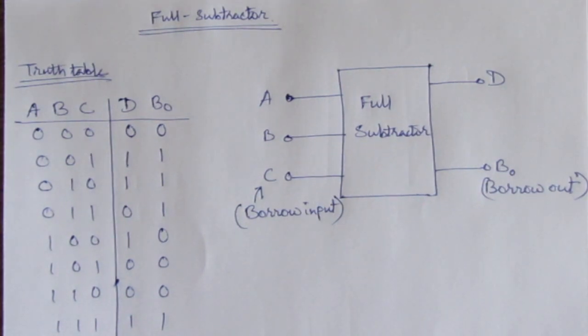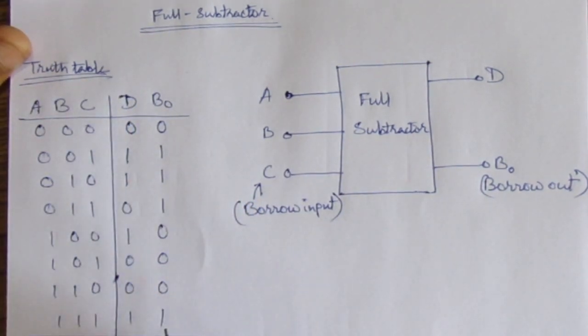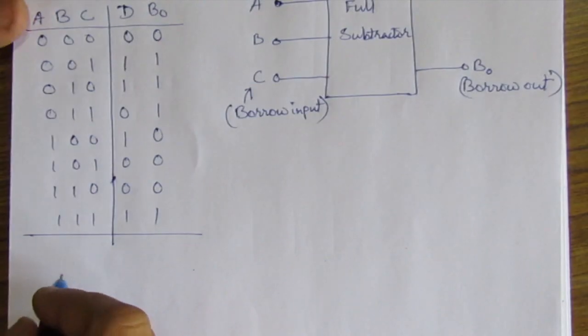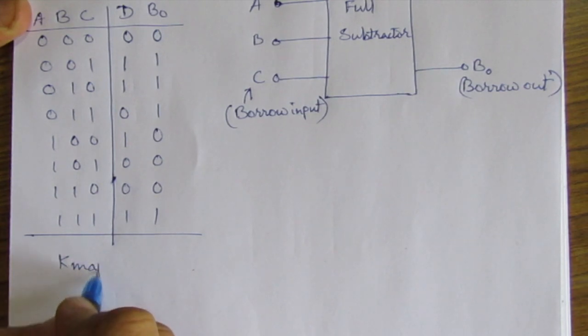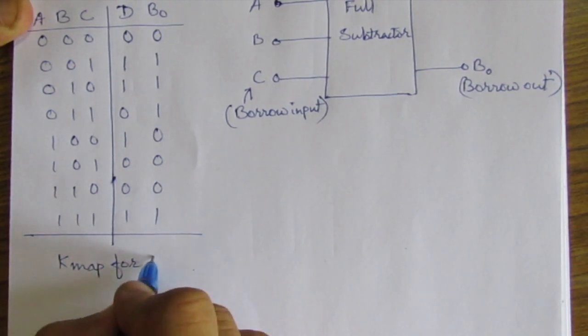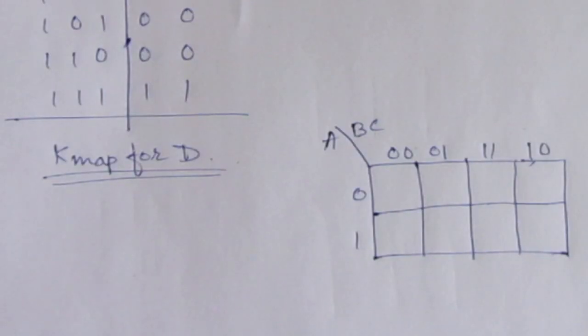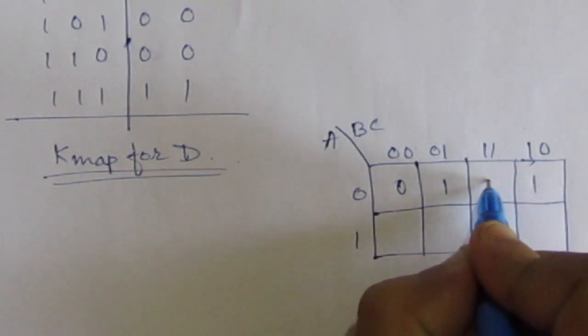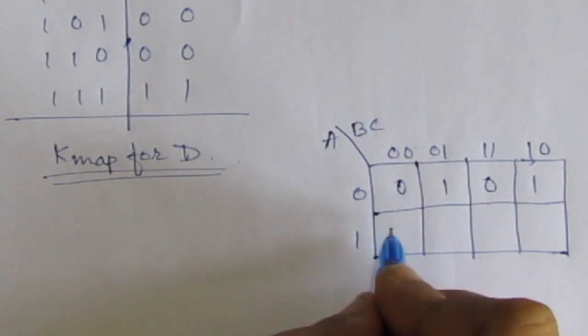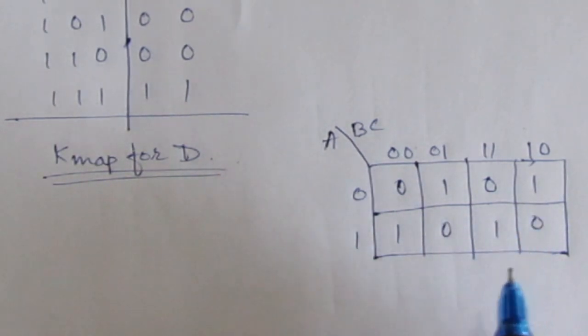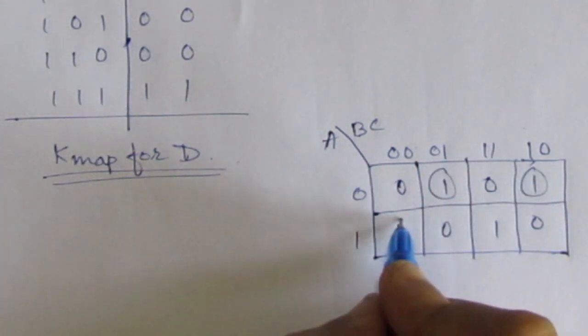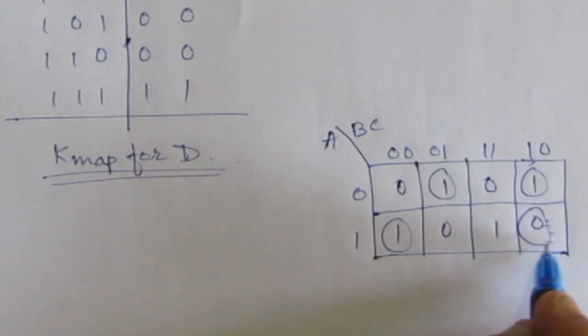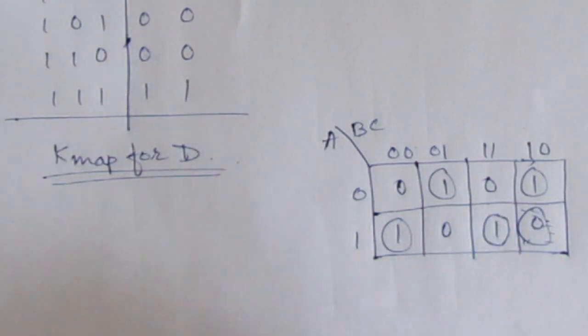Now we will see the K-map for the difference. For these differences we will draw the K-map and find an expression for the difference D. K-map for D: 0 1 1 0, and 1 0 0 1. So we will get an expression for each one bit.